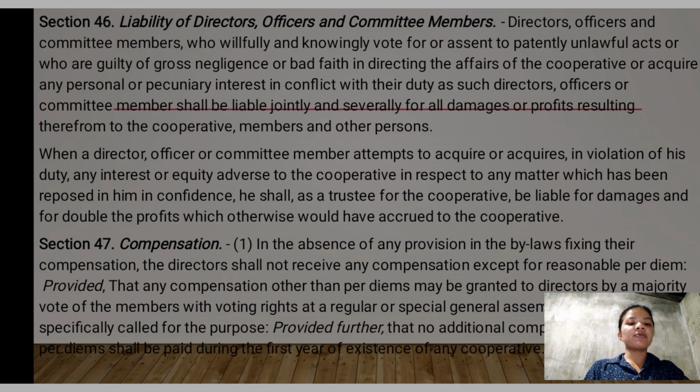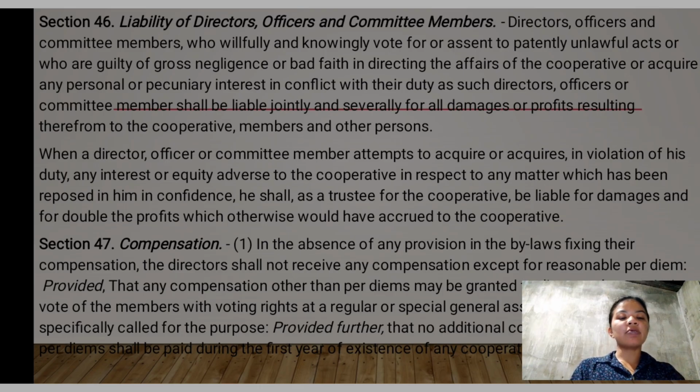The directors, officers, and committee members will be held jointly and severally liable for any damages or profits resulting from their action if they willfully and knowingly approve or assent to unlawful acts, are guilty of gross negligence or acting in bad faith while managing the cooperative affairs, or acquire any personal or pecuniary interest that conflicts with their duties as directors, officers, or committee members. This liability extends to the cooperative, its members, and any other affected parties.